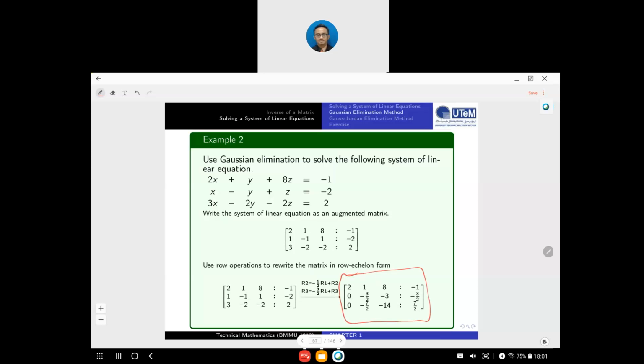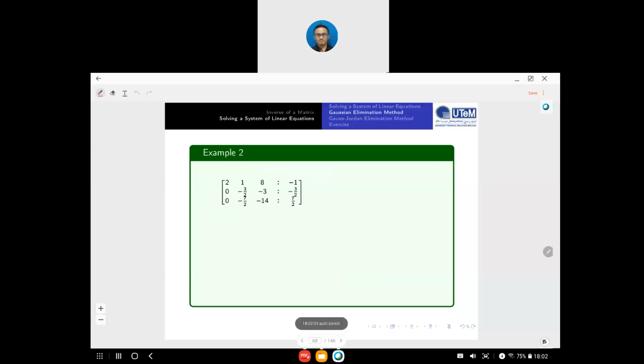Okay. And then next, since here is already 0, next you want to change negative 7 over 2 to 0. In order to change negative 7 over 2 to 0, this value, we must use row 2. Okay, same concept as before. In order to change the middle one, you must choose row 2.